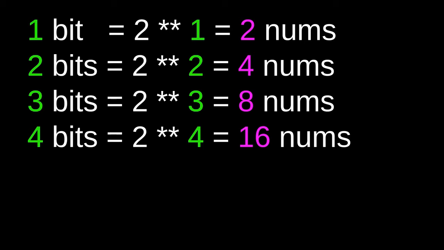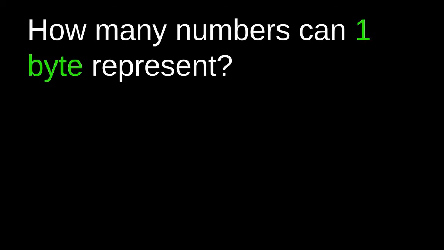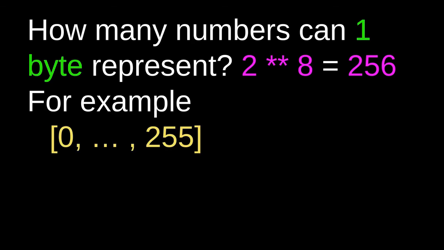Notice that every time we increase the bits by 1, we double the number that it can represent. Also notice that the number of representations is equal to 2 raised to the power of the number of bits. I hope you see the pattern here that n bits can represent 2 raised to the power of n numbers. We can now answer our original question of how many numbers can 1 byte represent. We know that 1 byte is equal to 8 bits. So this means that 1 byte can represent 2 raised to the power of 8 numbers, which is equal to 256. So for example, a sequence of 1 byte can represent any number between 0 and 255.